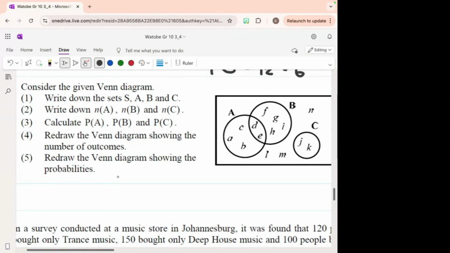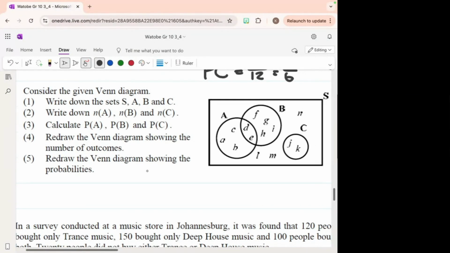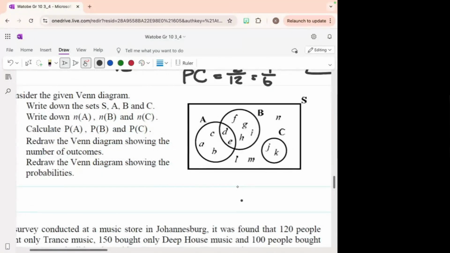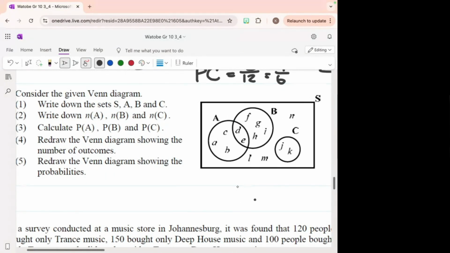Consider the given Venn diagram. So I'm just going to go through it with you quickly. There's a block. The S is on the outside. Who knows what the S stands for, please? What's the S representing, guys? Sample size. Thank you. Well done. So S stands for the sample size.